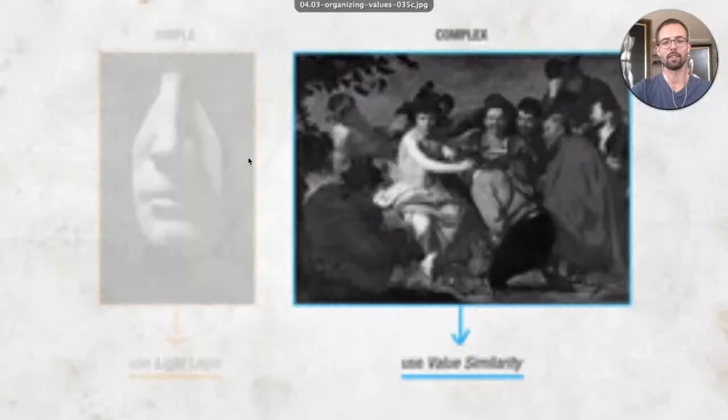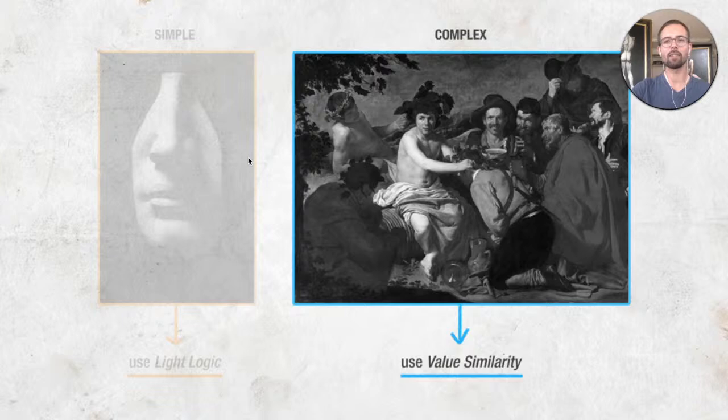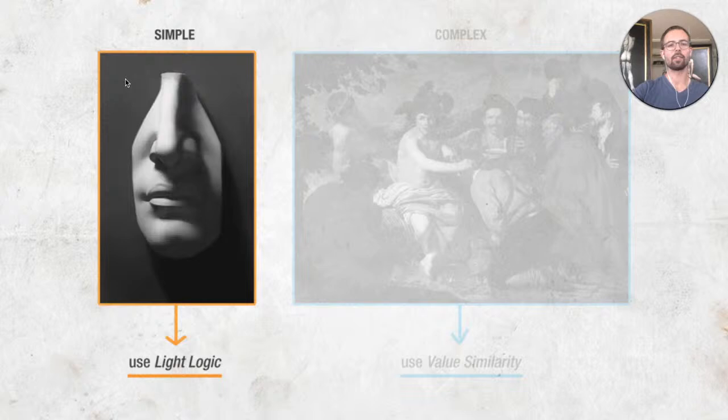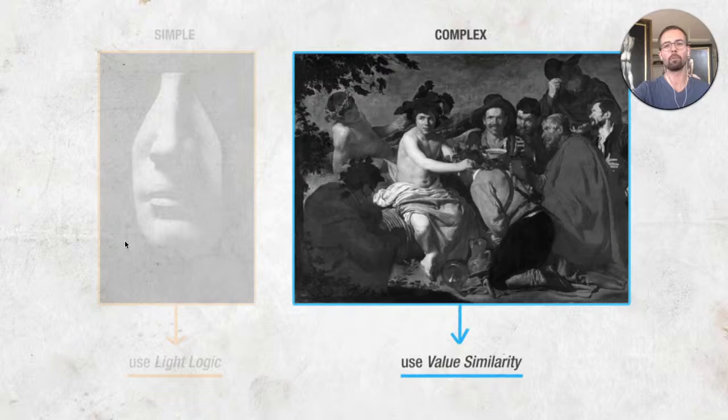And I think about 15 minutes left until 1.5 hours, so that sounds doable. Let's look at value similarity as a way to organize values. So light logic is if you have a simple subject and you can just think about, is it halftone, is it light, is it shadow, and those become your value groups. But if you have a more complex image like this, then we have to use value similarity.